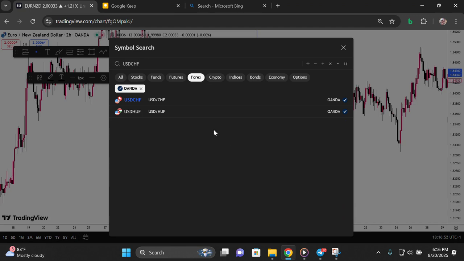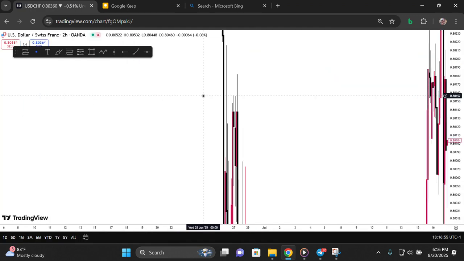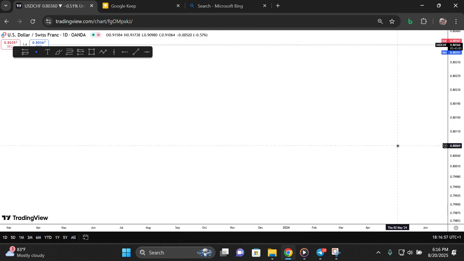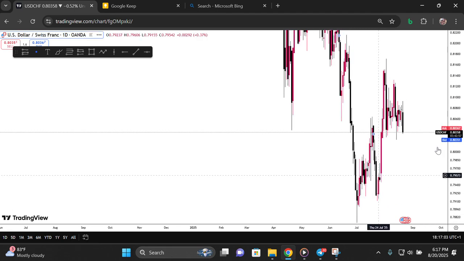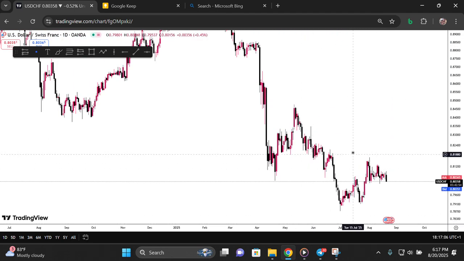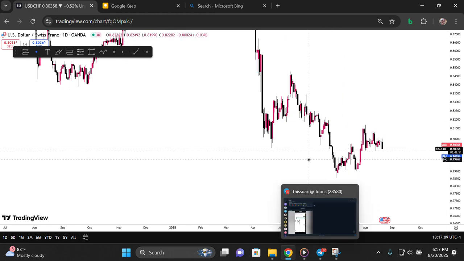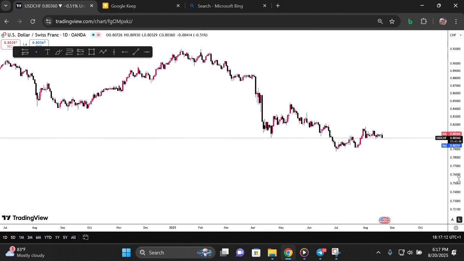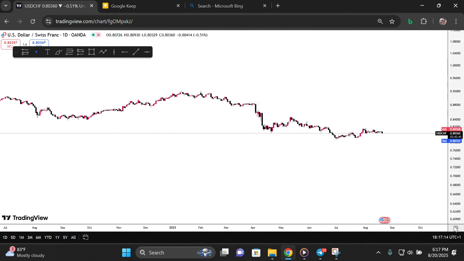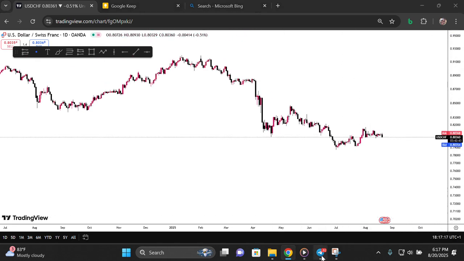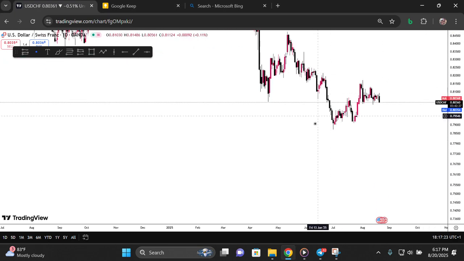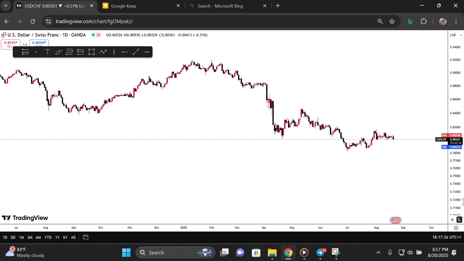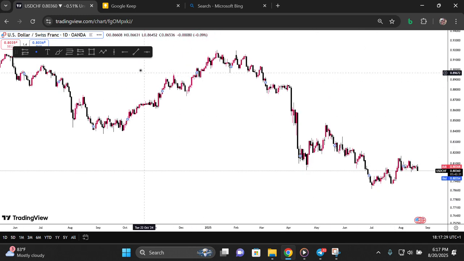USD CHF, daily time frame, 21st of January. Where is it? Is it USD CHF? Did I cut price? I didn't cut price. So what happened? It is USD CHF. I didn't cut price, so what was popping here? Okay, I've seen it. USD CHF, January 21. Okay, this is it.